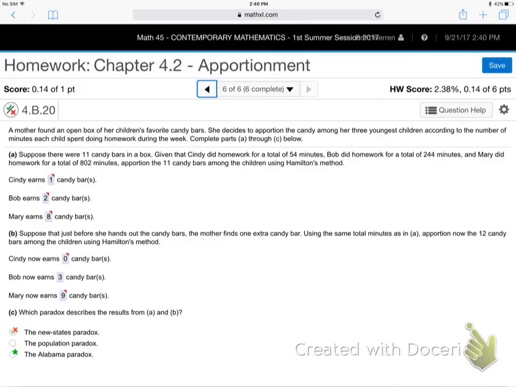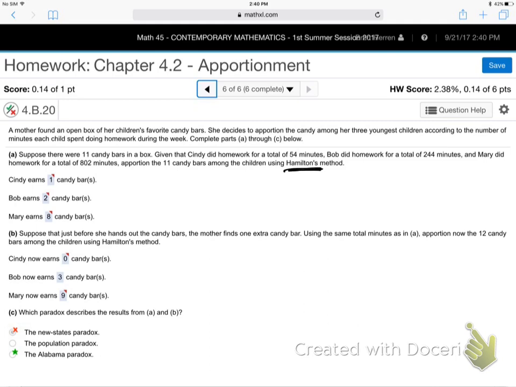Okay, number 6. A mother found an open box of her children's favorite candy bars. She decides to apportion the candy among her 3 youngest children according to the number of minutes each child spent doing homework during the week. That's not a fair reason. No, all right. Suppose there were 11 candy bars in a box. Given that Cindy did homework 54 minutes, Bobby did it for 2:44, Mary for 8:02, apportion the 11 candy bars among the children using Hamilton's method. So we're going to do Hamilton's method for these candy bars.